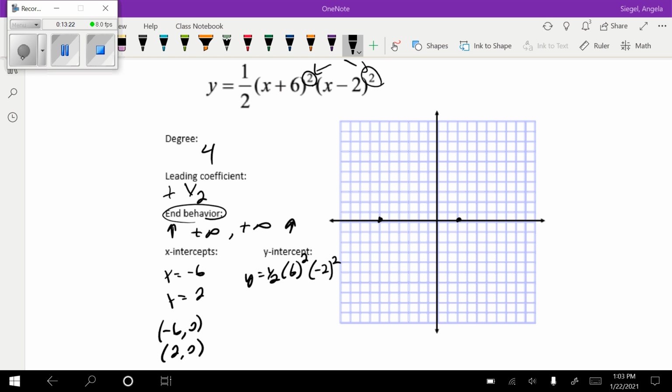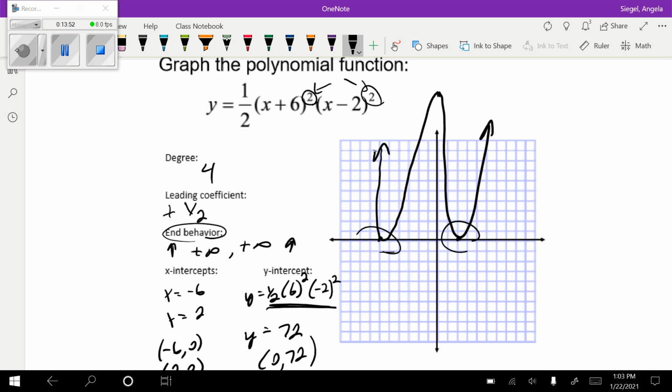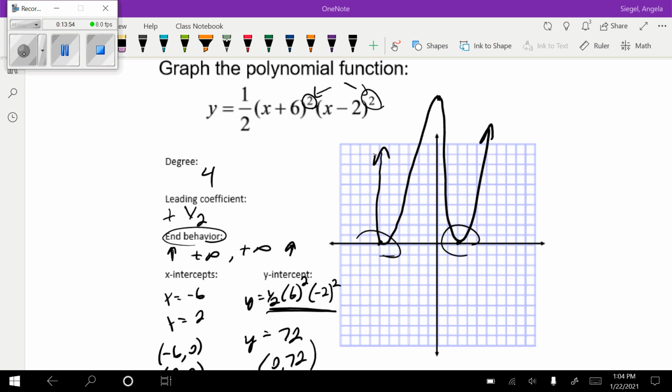Okay, so my y-intercept is going to be, I'm going to set x equal to 0. So y, let's see, 36 divided by 2 times 4 is 72. So my y-intercept is at 0, 72. So it's way, way, way, way up here. Okay, so go ahead and graph it and see what you get. Okay, so it should look something like this. So there's that y-intercept at 0, 72. And here are my other 2 bounces. And we are done.